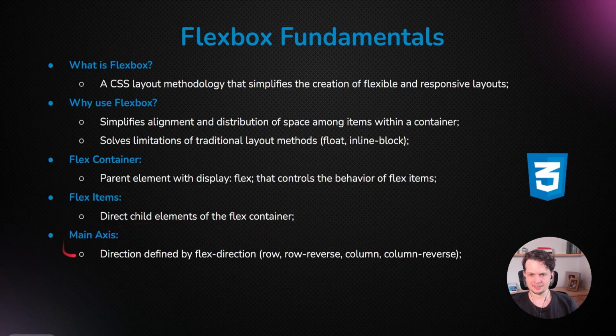The main axis direction is defined by the flex direction, so we have a rule that defines the direction in which the items are shown in the main container or the parent element. And we have a lot of possibilities like row, row reverse, column, and column reverse. We're going to see this in the practice, okay?